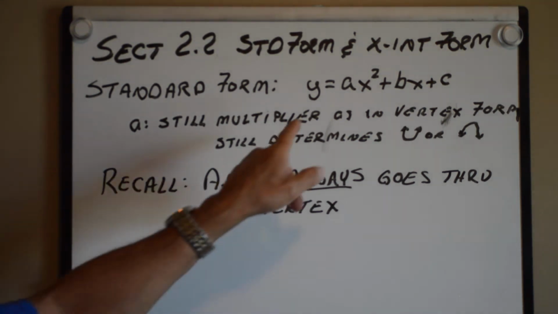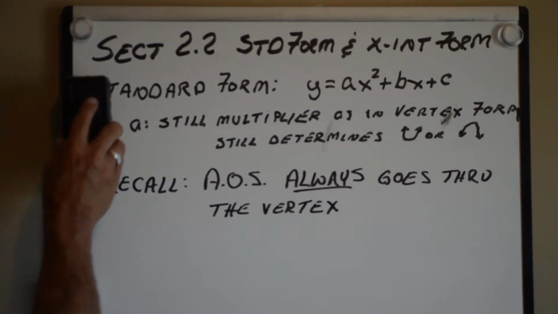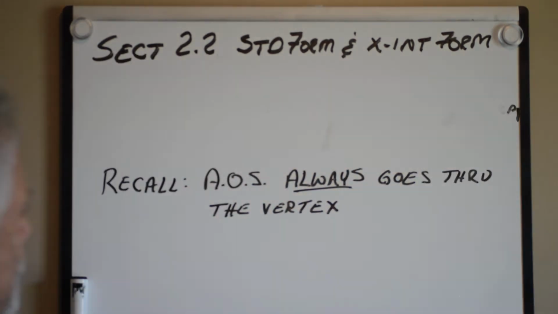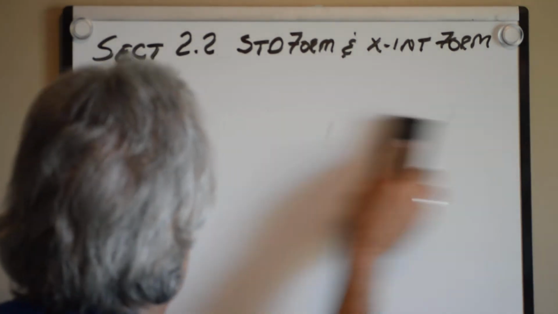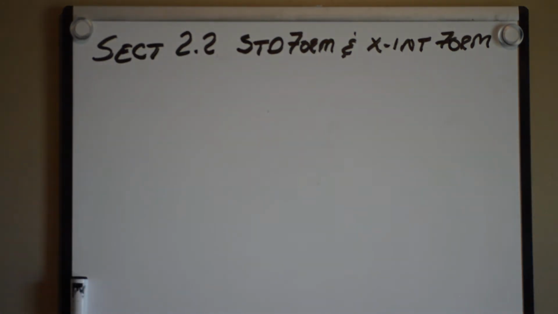Standard form is y equals ax squared plus bx plus c. Remember, a is still the multiplier. It still determines whether the parabola opens upward or downward. Remember also that the axis of symmetry always goes through the vertex. That will become important. C in that equation that I just erased is not part of the vertex. C is not part of the vertex, but it is going to be something else.